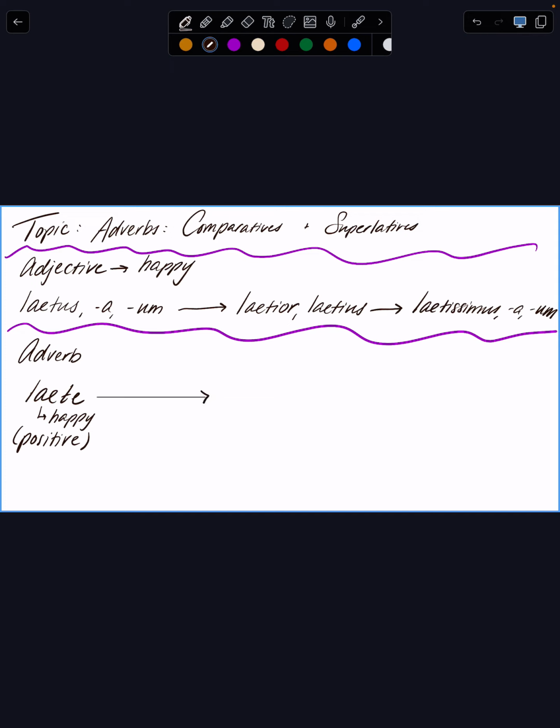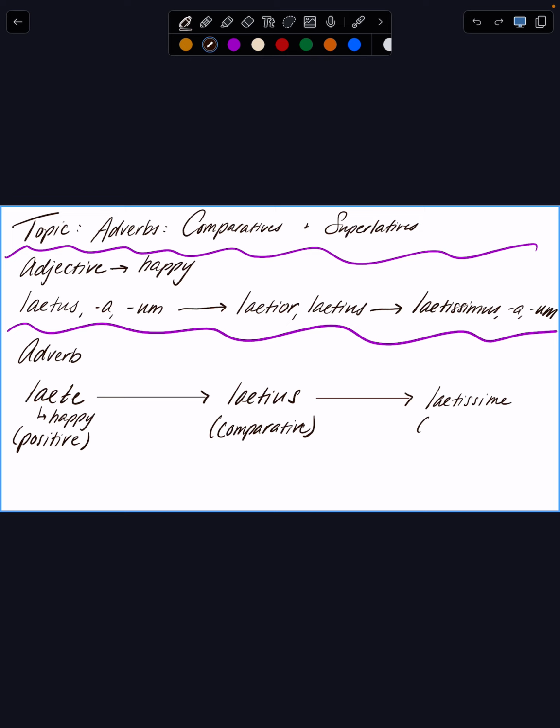Now the comparative is going to be laitius. Because it's an adverb, it only has one form. It doesn't change. It's just the one form that you get, which is nice. What's the difference, English translation wise, between laite and laitius?